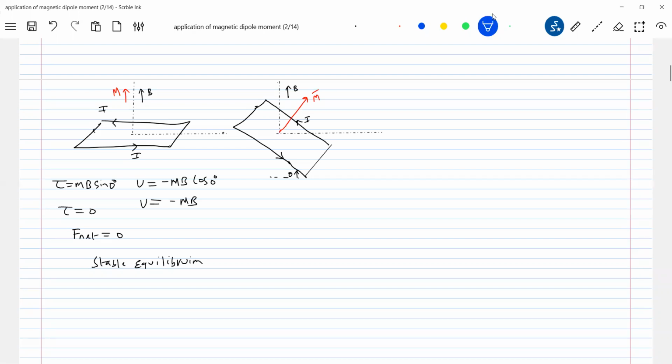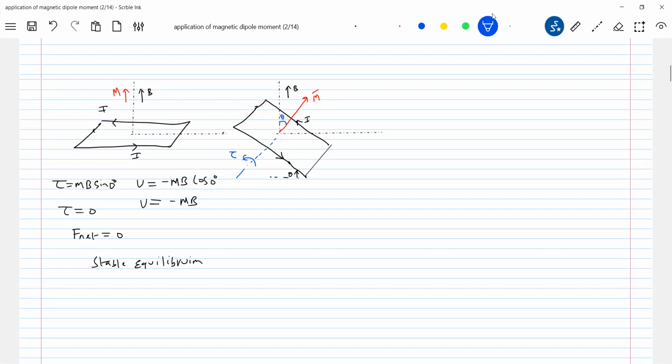Then what is the resultant torque? The torque should act from M bar towards B bar, no? So the torque will act like this. This is theta. Instead of showing tau, I'll write the sense of rotation here, so this will be much easier.